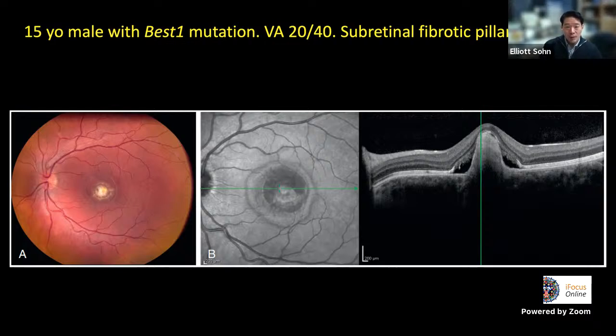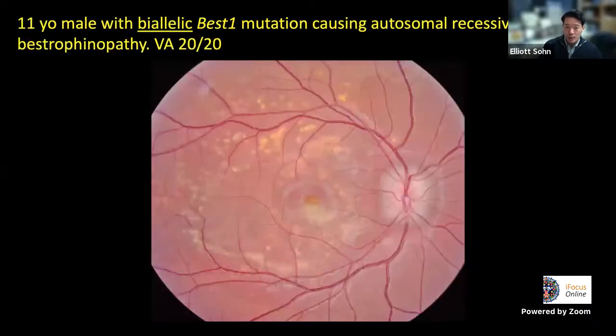CNV, choroidal neovascular membrane, subretinal neovascular membranes are fairly common in patients with Best disease. We'll talk about that more in just a moment.